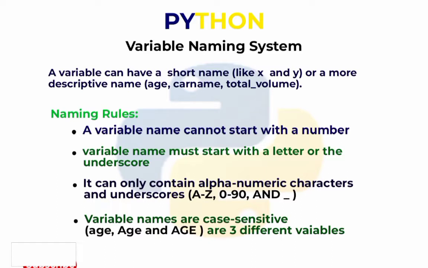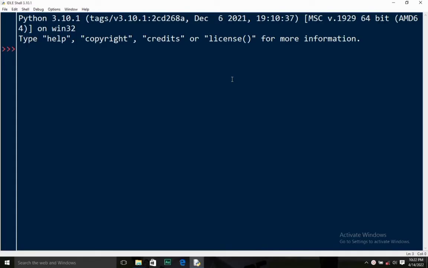Today we are going to be working on the Python variable naming system. When working on the Python variable naming system, we have to consider the naming rules. So we have to be very careful and know what we are doing. These are the rules, and let me show you an example.